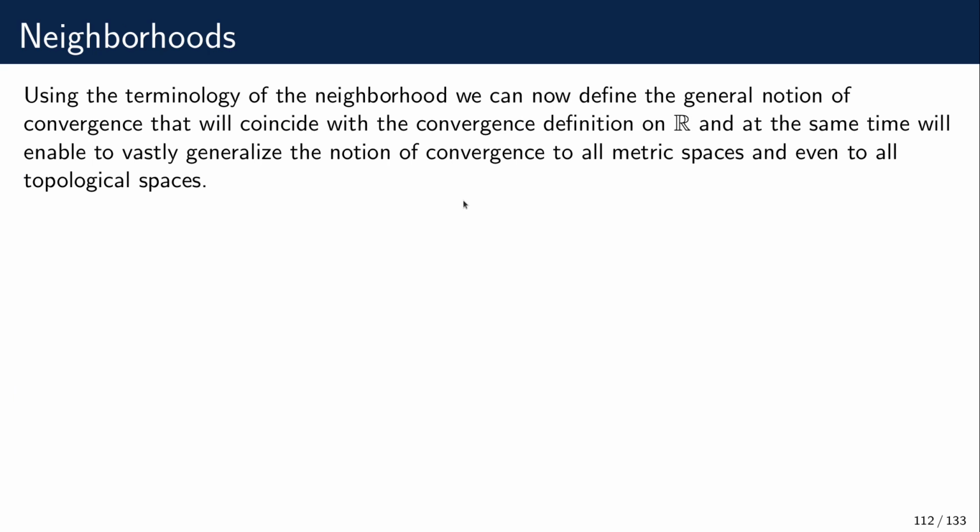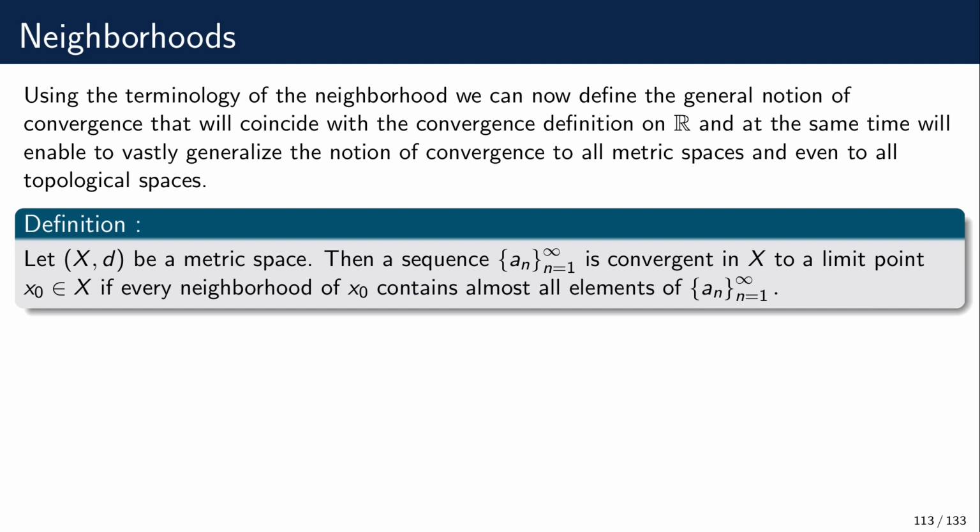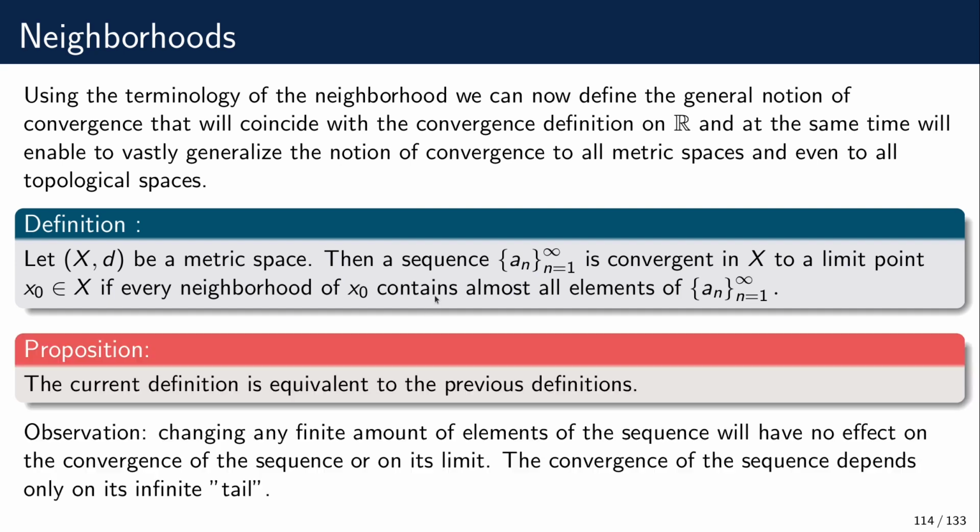Now using this terminology we can give a general definition of convergence. Basically, we say that a sequence converges in a metric space, or even in a topological space, if every neighborhood of the limit contains almost all the elements of the sequence. So this is the definition. A sequence in a metric space X is said to be convergent to a limit point x0 if every neighborhood of x0 contains almost all elements of the sequence.